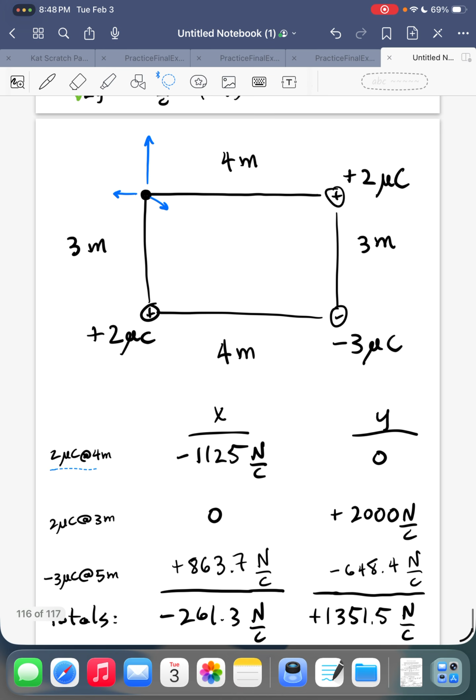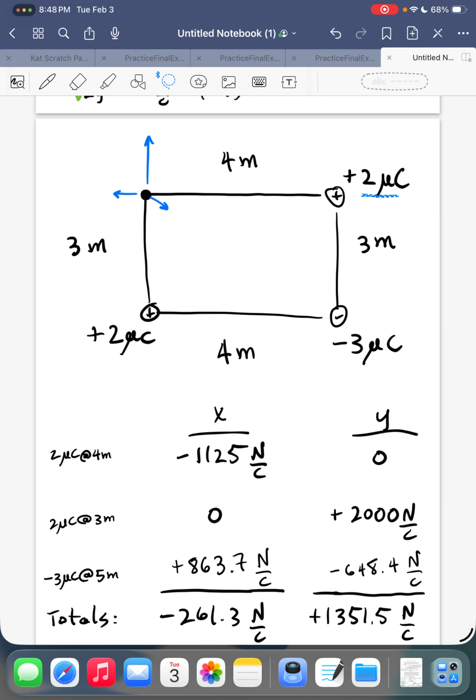And this is the contribution from the 2 microcoulomb charge that's 4 meters away. So that's this charge here, 4 meters away from our point of interest, point P. All right, and the answer that we got, and you can go back in the video, is 1125 newtons per coulomb. And it's pointed that way, so that's the negative x direction. There is no y component to this at all. So that's just this. There's no y component to this particular charge.